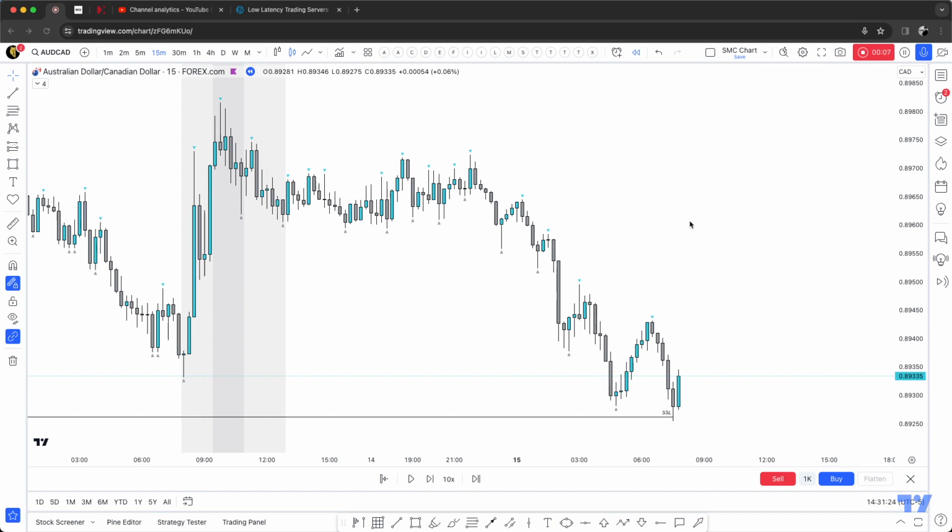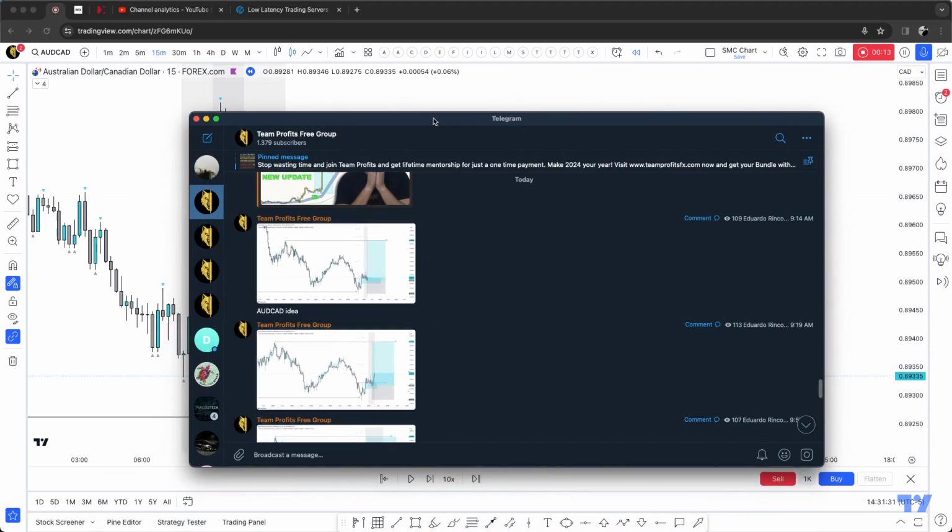And this time, I actually want to break down a setup I posted today on the VIP group and on the free group as well. Since it's a holiday, I was not trading today. I was just spotting a few things. That's what I like to do. Whenever there is a holiday, markets tend to be very slow, depending on what's happening.